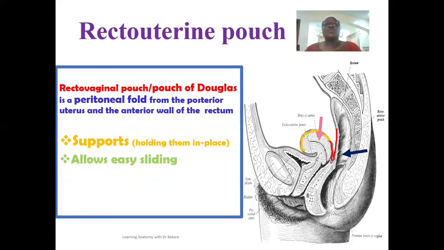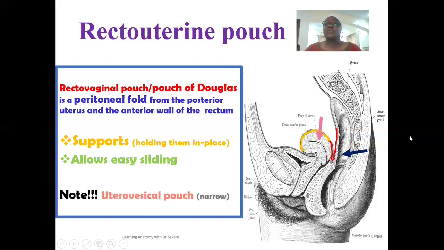It is also seen to allow for easy sliding between these two structures. If you look at the uterus anteriorly and the rectum posteriorly, you see that they are closely related. And these structures are seen to slide over each other. So to allow for easy sliding and prevent friction, the rectouterine pouch is seen to enhance this process.